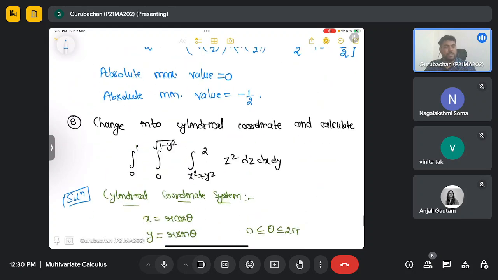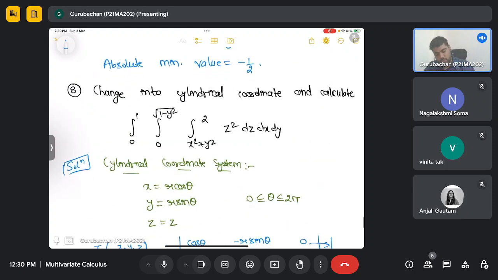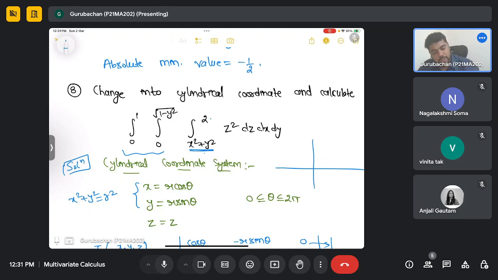Now we need to decide the limits. From this, we can say that x square plus y square is nothing but r square, so we can replace this quantity with r square. So we can draw this particular region. Our z is varying from r square to 2, and to draw this region we can see that x is varying from 0 to root of 1 minus y square. That is a circle centered at 0, 0 with radius 1, and y varies from 0 to 1. Both of them are positive, so this will be the first quadrant.